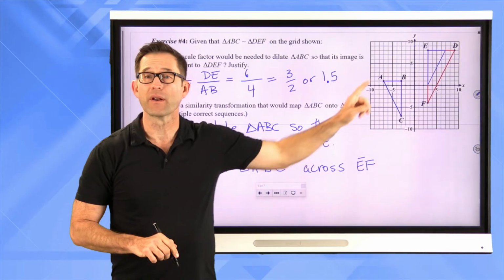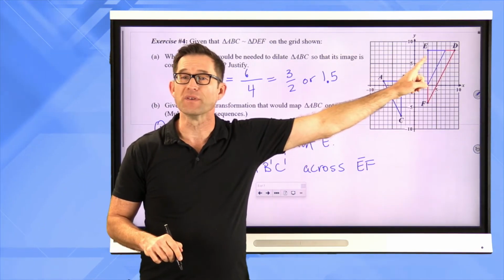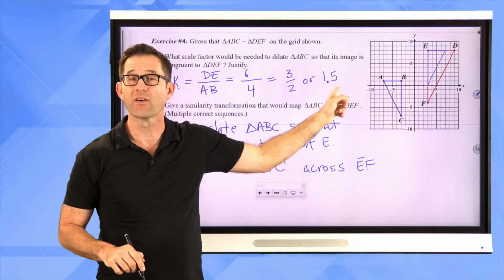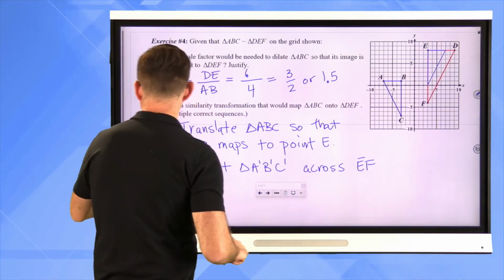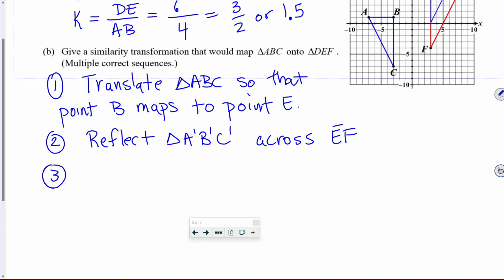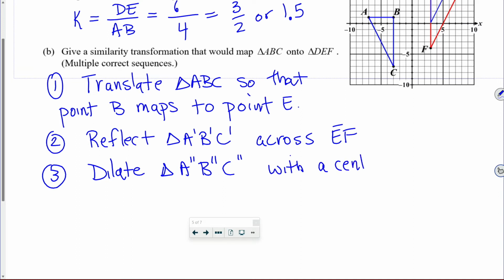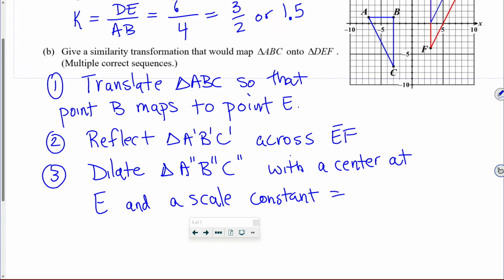So the last thing I want to do is dilate this thing with a center at point E and a scale constant of 3/2. So now I will dilate, and at this point it would be triangle A prime prime, B prime prime, C prime prime with a center at E and a scale constant equal to 1.5.